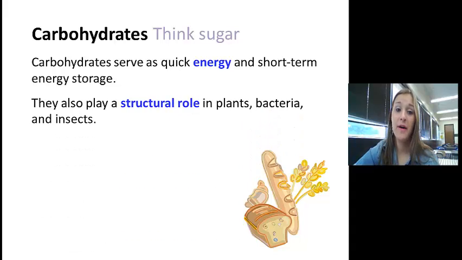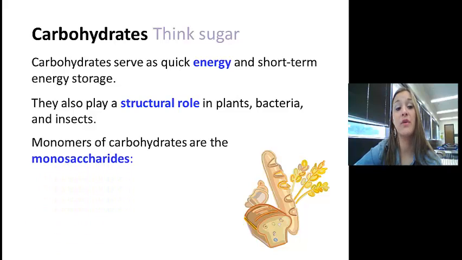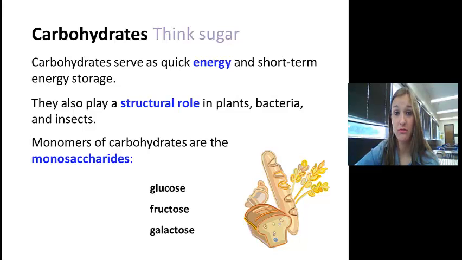There are also carbohydrates that play a role in building the cell walls of plants, bacteria, and insects, but we're not going to focus on that. Now the monomers, or the building blocks of carbohydrates, are called monosaccharides. One saccharide. Saccharide means sugar. So one sugar is a monomer. If I have a monosaccharide, one sugar, and I add another sugar, and I add another sugar, and I add another sugar, then I'm going to get a carbohydrate. I'm going to get a big molecule.